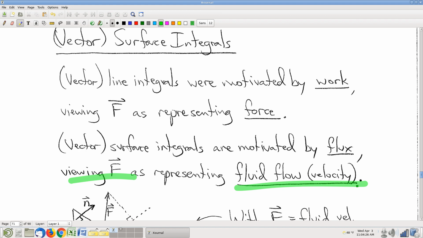Quick reminder, I emphasize, we're talking about vector fields representing fluid flows. If you think about vector fields as representing forces, you're going to get lost. This is not going to make any sense. That's not a reasonable motivation for this idea of flux. So abandon this point of view on force for this discussion.